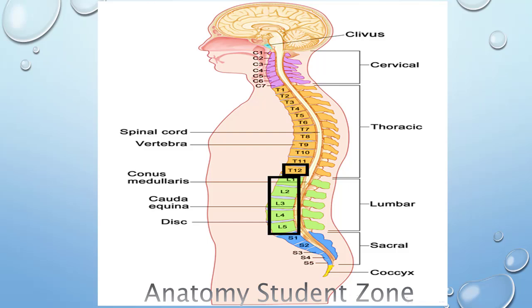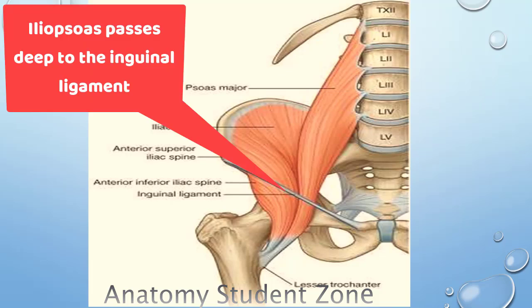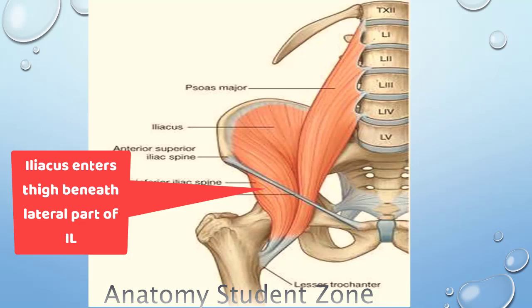After arising from the above mentioned points, the iliopsoas passes deep to the inguinal ligament. So behind the inguinal ligament it passes, and the difference at this point is that when they pass deep to the inguinal ligament, iliacus enters the thigh beneath the lateral part of the inguinal ligament, because this was the lateral part of this muscle. I have already told you, because iliopsoas has a lateral part and a medial part. Lateral was iliacus and the medial is psoas.